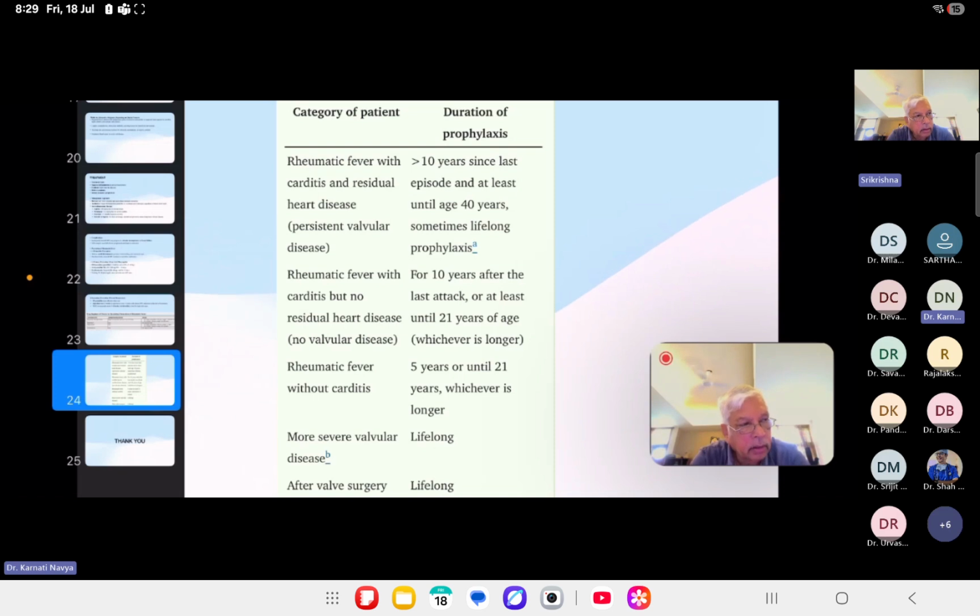I remember long ago, maybe 10, 15 years ago, one of the candidates in the exam kept on talking about Duckett Jones and his history rather than the Jones criteria. I was waiting for 10 minutes. He talked about Duckett Jones, but never came up to the criteria for the diagnosis of rheumatic fever. So you must know how it started, what was the original Jones criteria, and what is practiced now and why. Okay, these are the things that you have to know in acute rheumatic fever.